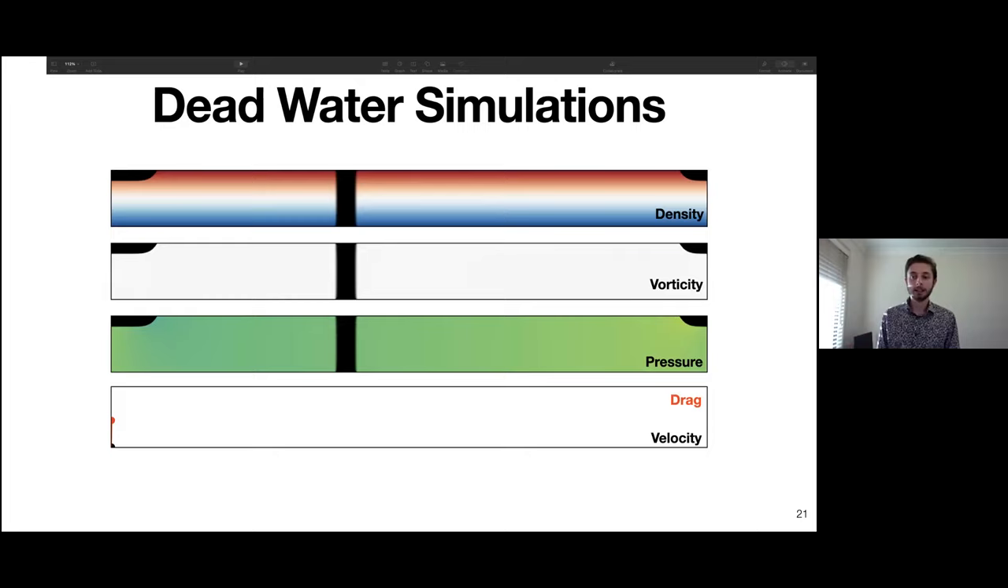So I'll show you an expanded version of the simulation I showed earlier and actually get into a bit more of the details. So we have the boat, it's a volume penalty. I'm plotting the density on the top. Next, I'm plotting the vorticity of the flow. So this is going to show how the flow becomes turbulent due to the action of the viscosity. We're also going to plot the pressure. And then on the bottom, I'm plotting the drag and the velocity. And I want you to pay attention to everything because there's something interesting in each panel here, right?